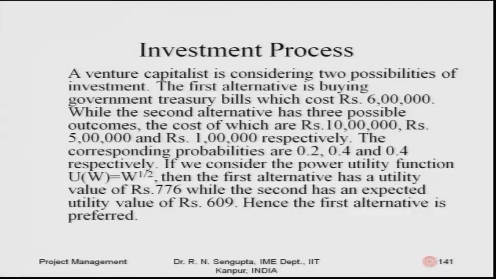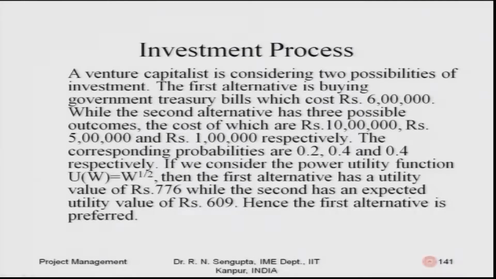If I come to the second decision, what are the outcomes? There are 3 outcomes, 20%, 40%, 40%. The values in monetary sense are 10 lakhs, 5 lakhs, 1 lakh. The corresponding utilities are square root of 10 lakh in the first case, square root of 5 lakh in the second case, and square root of 1 lakh in the third case. So, the expected value would be square root of 10 lakh multiplied by 0.2, plus square root of 5 lakh multiplied by 0.4, plus square root of 1 lakh multiplied by 0.4. Do the calculations yourself and the value comes out to be 609. Hence, the first alternative is chosen.